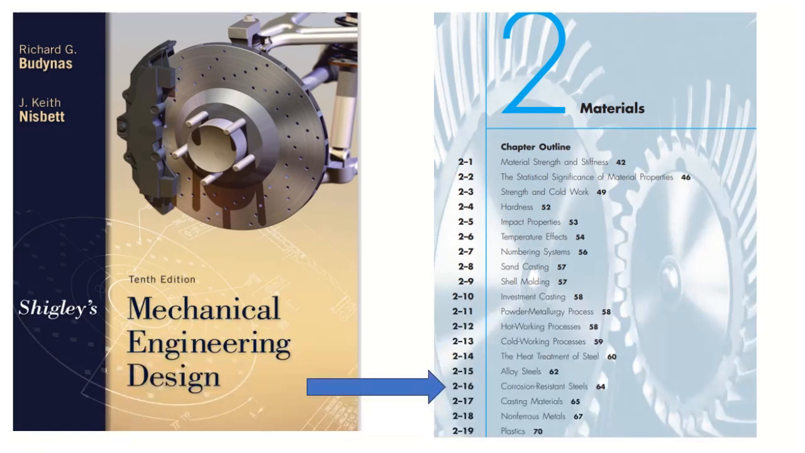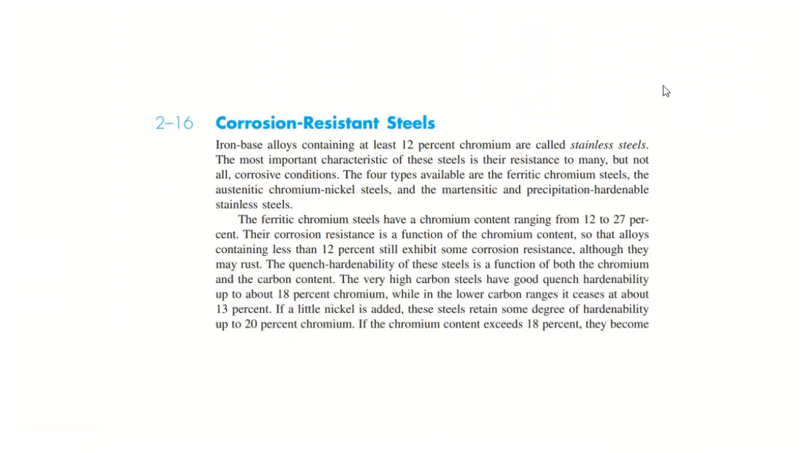In today's video, I'm going to talk about topic 2.16, which is corrosion resistant steels from the Shigley's Mechanical Engineering Design textbook. Okay, this is the topic that I'm going to talk about, the corrosion resistant steels.